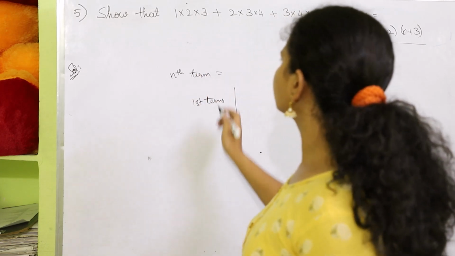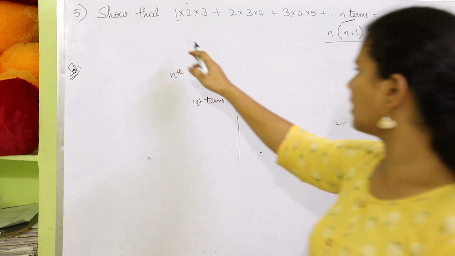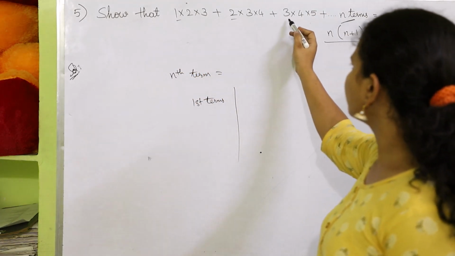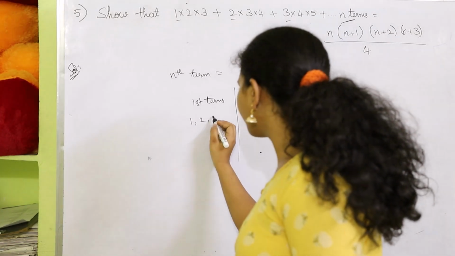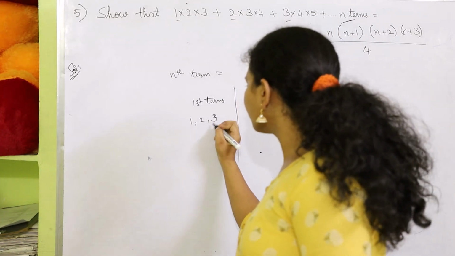Firstly, find first terms. Here you have 1 is the first term. Here you have 2 is the first term. Here you have 3 is the first term. So 1, 2, 3 are the first terms.